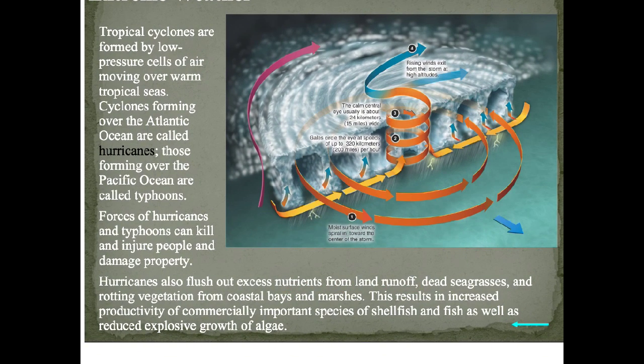Hurricanes can also flush out extra nutrients from land runoff, dead seagrass, and rotting vegetation from coastal bays and marshes. This results in an increased productivity of commercially important species of shellfish and fish, as well as reduced explosive growth of algae. So cyclones and tropical cyclones, hurricanes, and typhoons can be good for ecosystems, even though they can be damaging for humans.